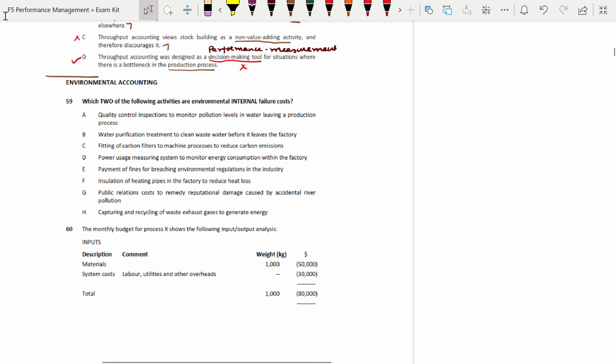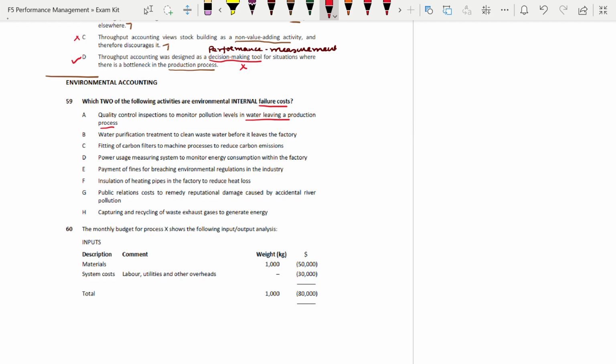Which of the following activities are environmental internal failure cost? Quality control inspections to monitor pollution levels in water leaving a production process. See, wastewater, it is right, wastewater. Quality control is to monitor production.